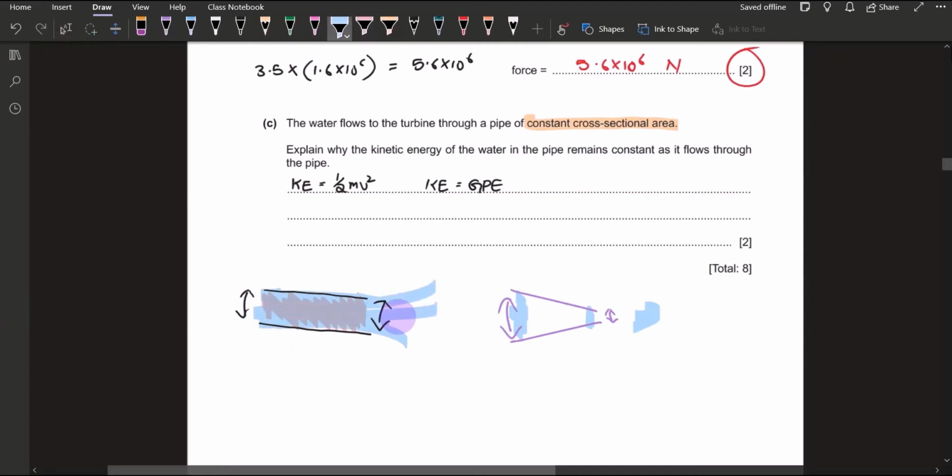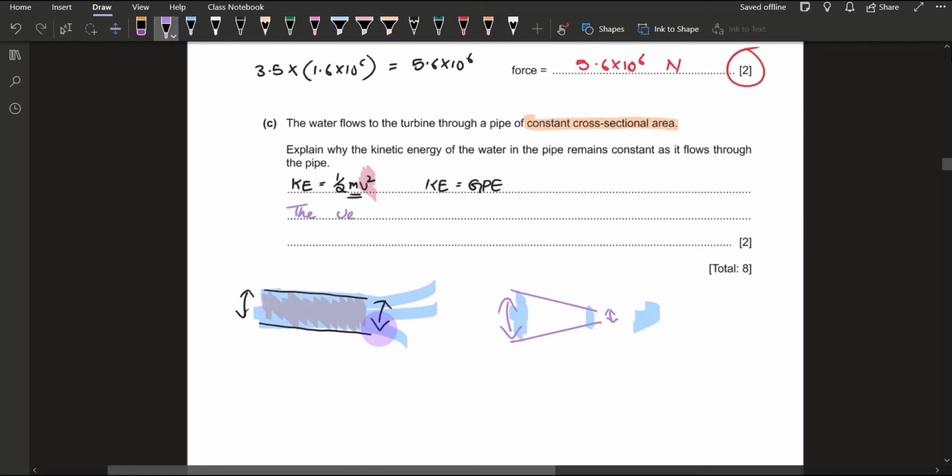So the velocity in the pipe will remain the same, and the mass will also remain the same. The only thing which affects the kinetic energy is the velocity. And since the velocity is the same, because the amount of water passing through the pipe is similar every second, because the area is constant, that's why the kinetic energy remains the same. We can write that down in simple words: the velocity and the mass of the water remain constant, therefore the kinetic energy is constant.